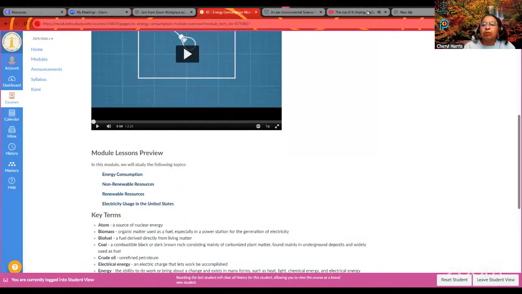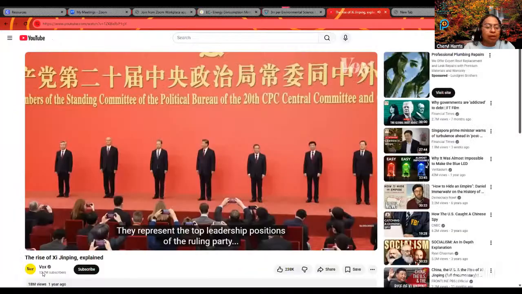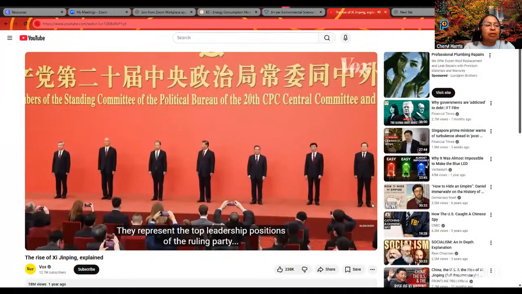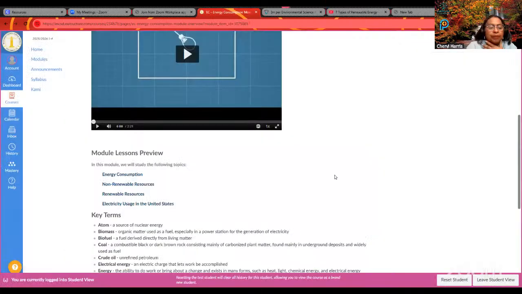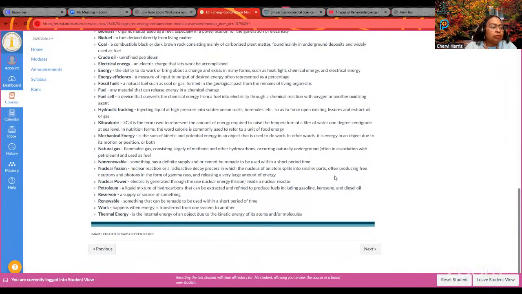These are the 7 most powerful men in China. They represent the top leadership positions of the ruling party. And go back. For a little savings, stop it, it buys in, keeps on talking.